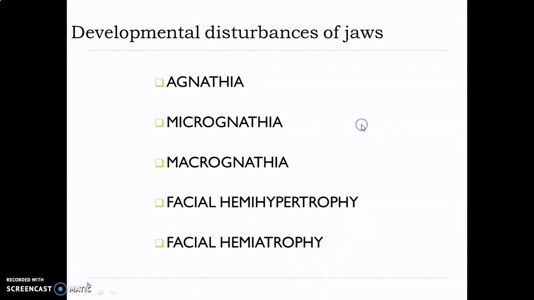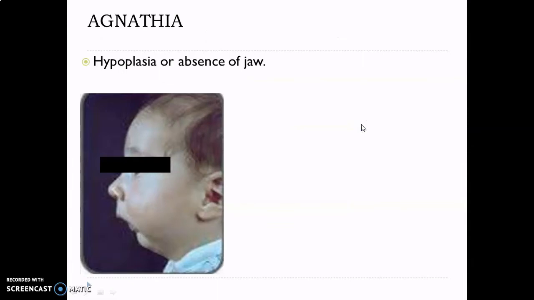So moving on to the first one, that is Agnathia, which means hypoplasia or absence of jaw. It can affect any jaw. It can be a partial or complete agnathia. Here in this image you can see an underdeveloped or hypoplastic mandible. This is an example of partial agnathia.